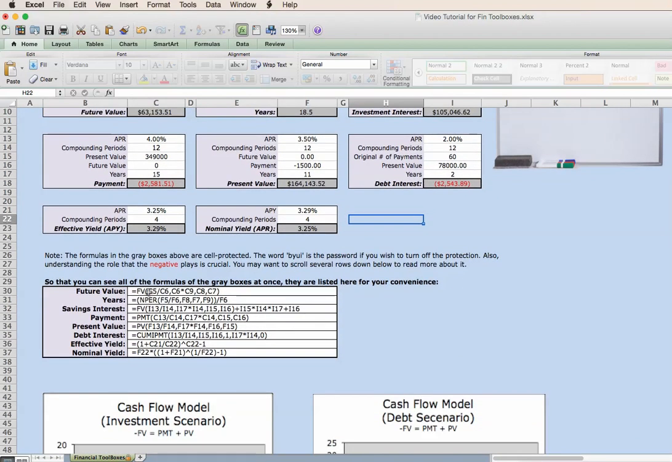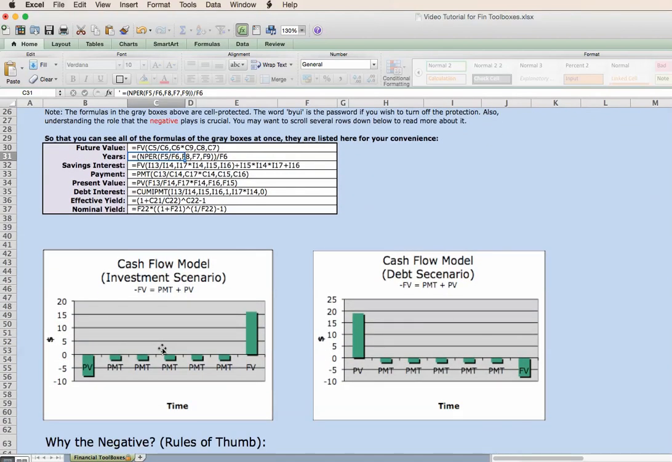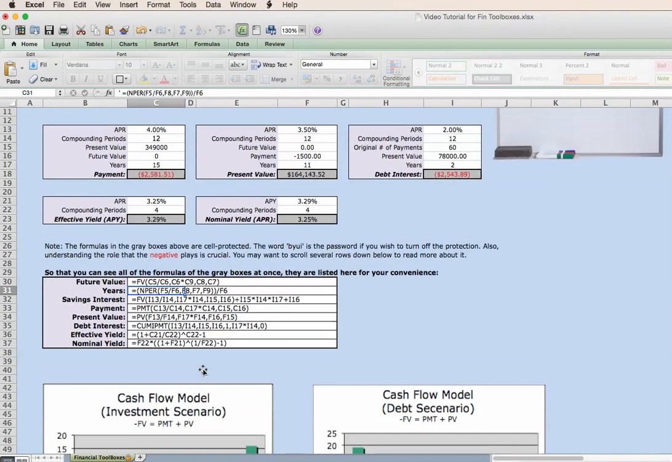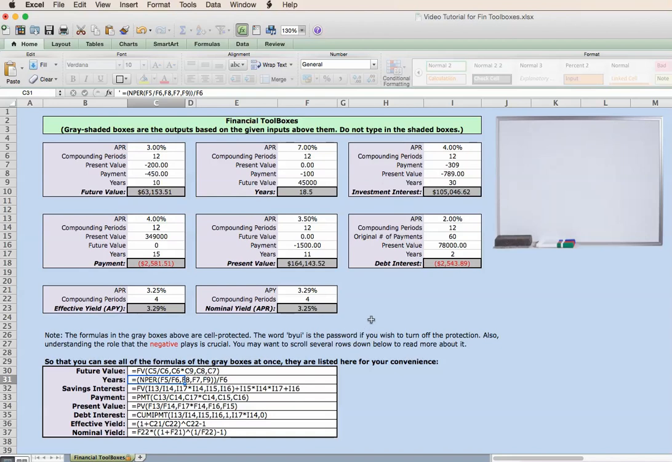Also, we've listed for you the formulas we're using. In each gray cell that is password protected, we've got the formulas in case you want to know how they truly operate. Below the formulas, we've also indicated the cash flow model graphically, as well as some nice rules of thumb for why the negative. The negative plays a key role in the cash flow model. You're going to see the negative appear quite often using Microsoft Excel, and so you need to better understand it, and that'll help you.